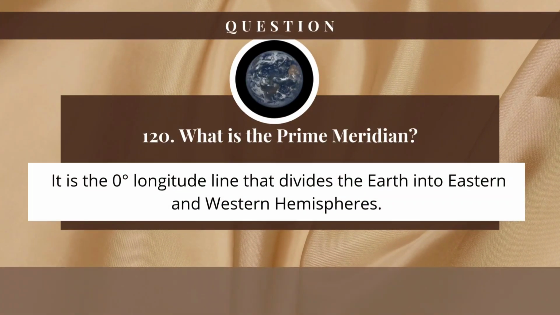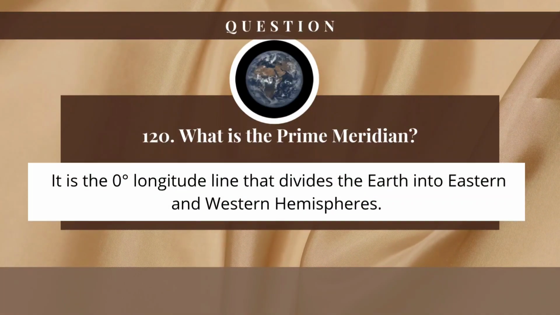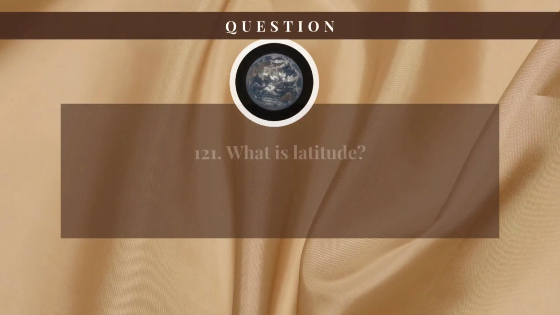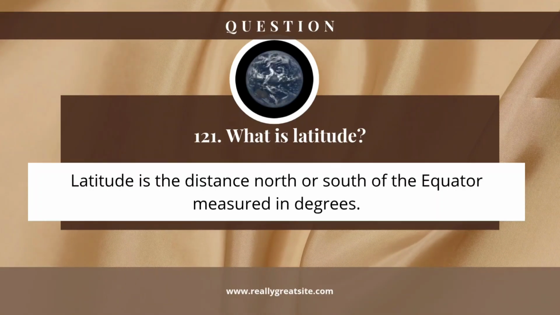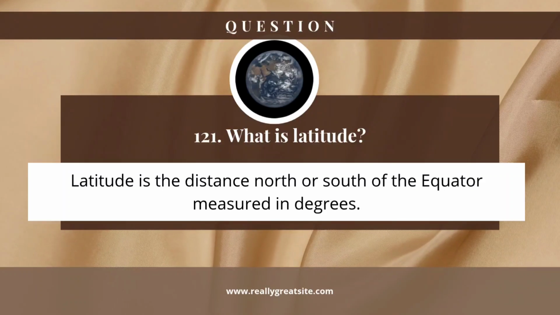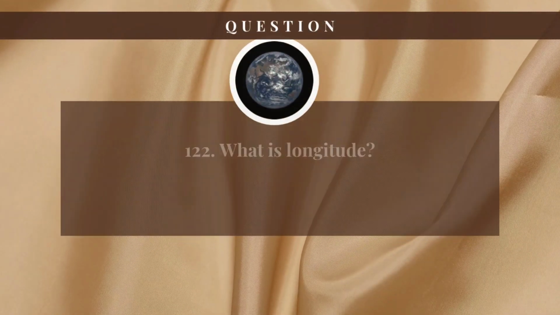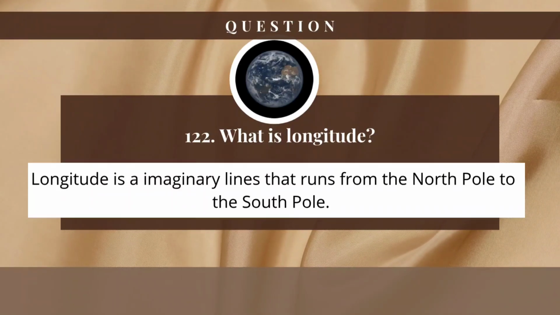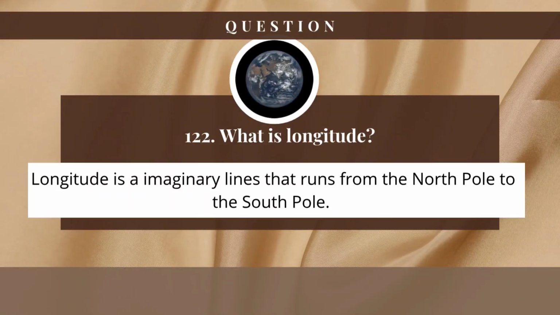120. What is the prime meridian? Answer: it is the 0 degrees longitude line that divides the Earth into eastern and western hemispheres. 121. What is latitude? Answer: latitude is the distance north or south of the equator measured in degrees. 122. What is longitude? Answer: longitude is imaginary lines that run from the North Pole to the South Pole.